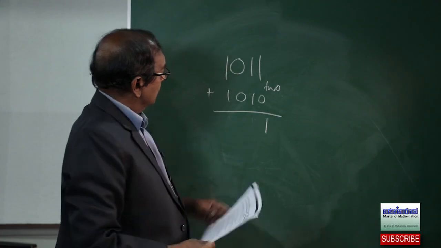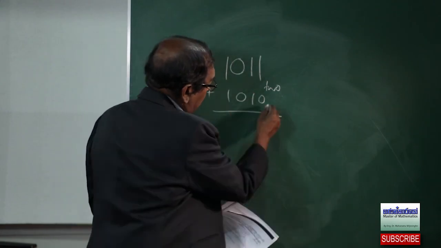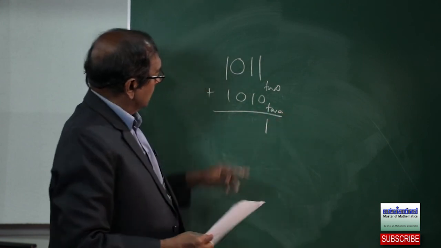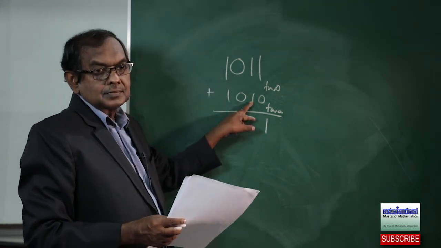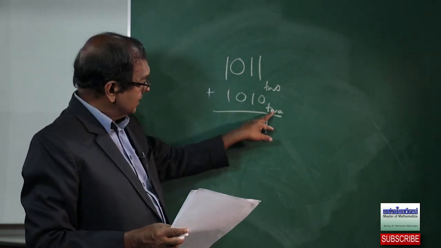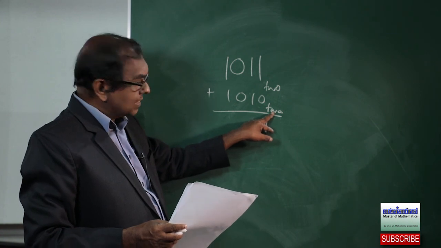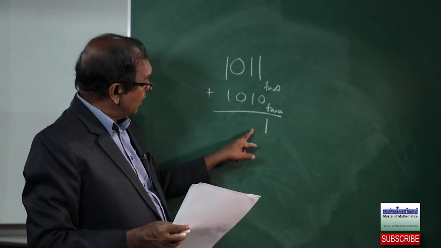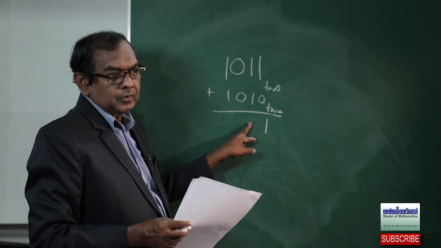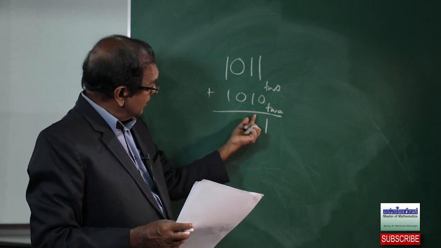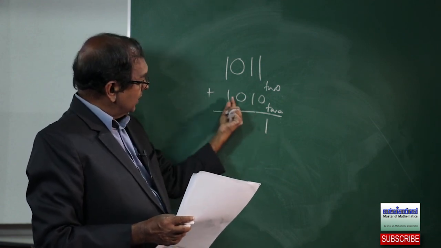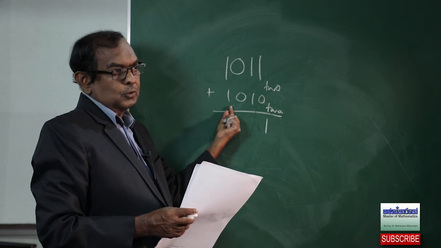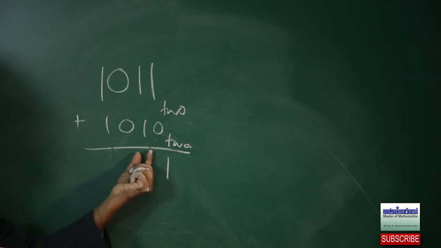1 plus 0, answer is 1. 1 plus 1, this is also 2, base is 2. 1 plus 1 plus 1, 1 plus 1 is 2. Since this is base 2, we can't keep 2 here. Therefore, we have to take that 2 to the left. When we take 2 to the left, it will be converted into 1. The remaining portion is 0.